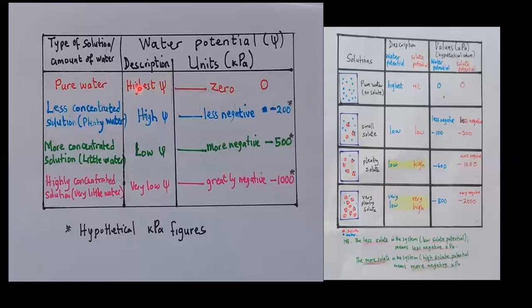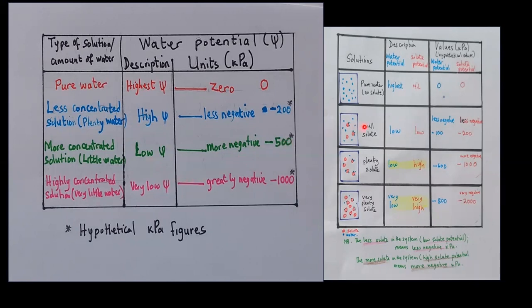Pure water is at its highest water potential and it's set at 0. So water that is less concentrated has plenty of water, less solute, and high water potential, and it's less negative. But for a solution that is highly concentrated, the more concentrated it becomes, the less water it contains, the lower water potential it has, and the more negative it becomes in Pascal values.